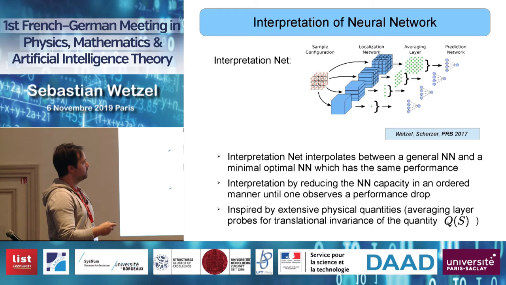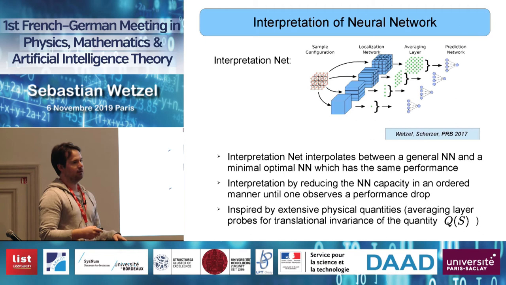Here we have an averaging layer which destroys all the information about locality. So the neural network forgets at this point which information came from which point. And the idea is now we reduce the capacity of this neural network, so we cut some connections, we enforce symmetry, and we train it again, and we check if the neural network converges to the same loss after being successfully trained.